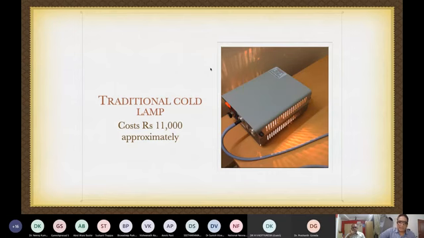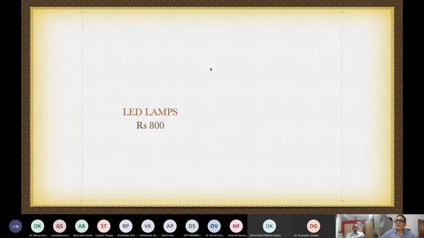Now with modern day LED technology, this particular machine is getting outdated. And in the past, when I first landed in India, this traditional cold lamp used to cost around 70,000 rupees. This was in 2010. And now I guess that the price has come down to approximately 11,000 rupees. But someone in the panel, Dr. Prashant Gowda or Dr. Dinakar sir, may correct me if I'm wrong, but this is the latest information that I could get. The second thing is LED lamps.